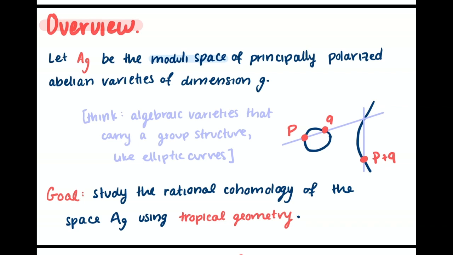To me, a moduli space is just some space whose points correspond to isomorphism classes of some type of object you're interested in. So a moduli space is a space whose points are in bijection with isomorphism classes of some objects you are interested in.